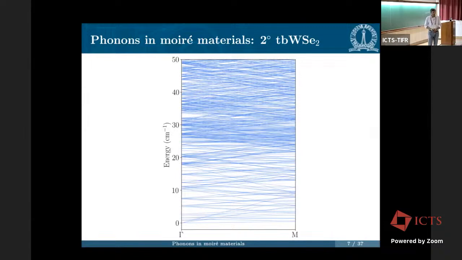So let's say you did all of this, and then you did the calculation. This is what you'd get, right? I don't know about you, but this is spaghetti. I don't know how to make sense of this, right? There's a lot of phonon bands that you get, and you have to now start to ask the question: how do I make sense of this? This is too many phonons. This is done for 2-degree twisted bilayer WSe2, right?